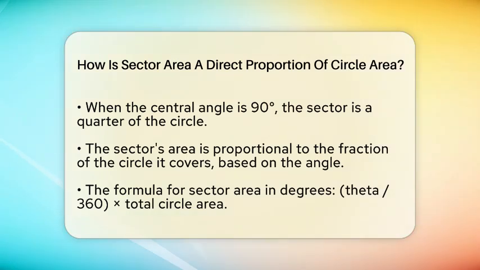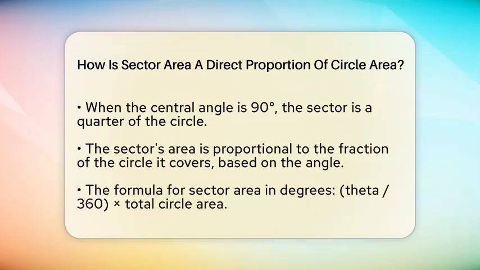To find this, we compare the sector's angle to the full circle's 360 degrees. If the sector's angle is theta, then the fraction of the circle it represents is theta divided by 360. So, the area of the sector is that fraction multiplied by the total circle area. Mathematically, it looks like this. The sector area equals theta over 360 times pi times the radius squared.